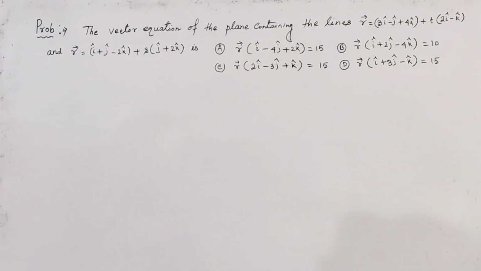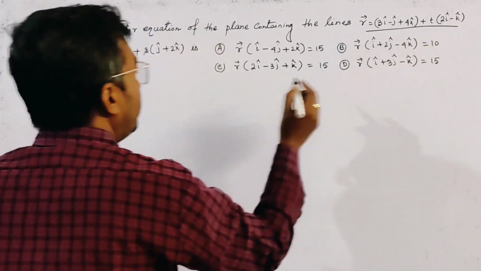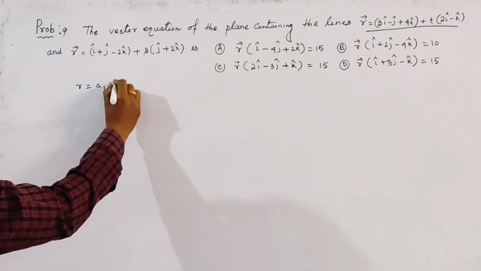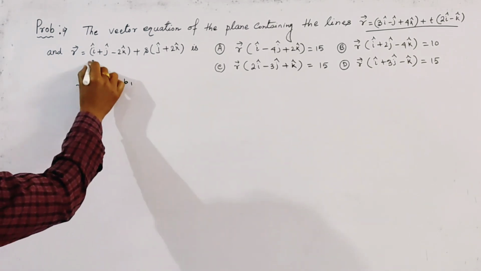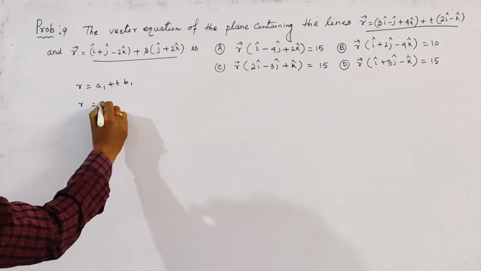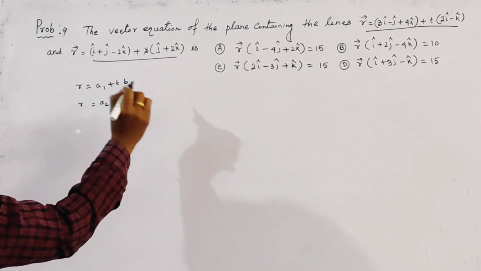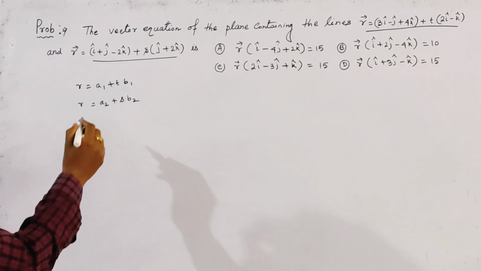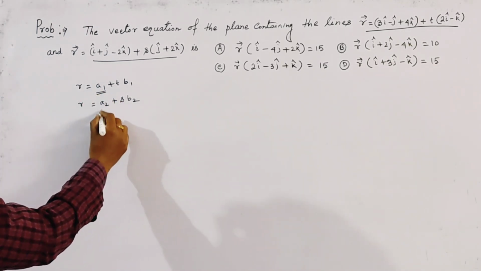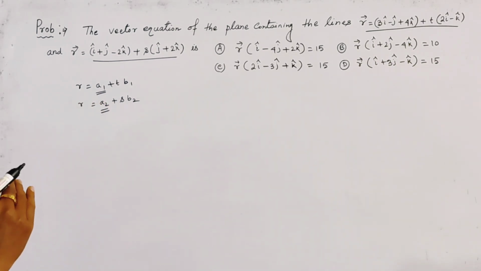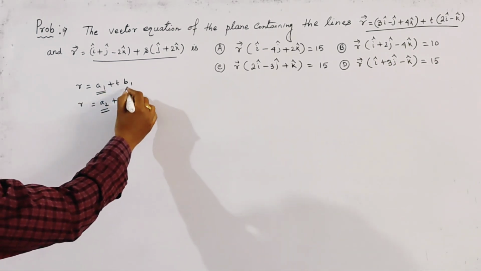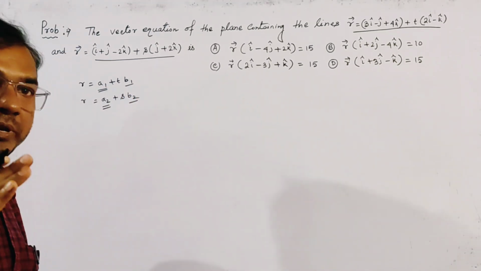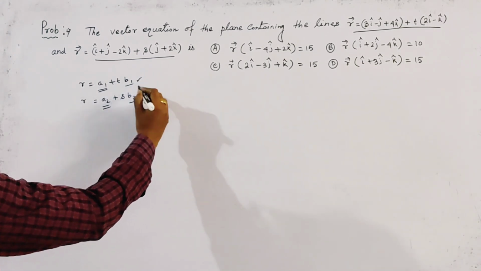If we write the first line in the form r = A1 + T·B1, and the second line as r = A2 + S·B2. Since the plane contains these two lines, the plane must pass through the point A1 and also through the point A2. Also the plane containing these lines must be parallel to these two vectors B1 and B2.